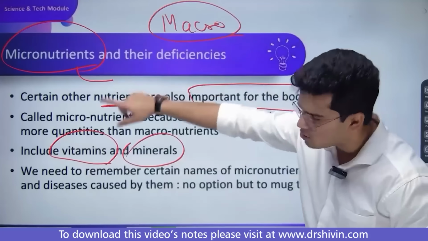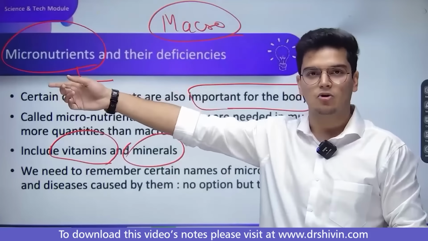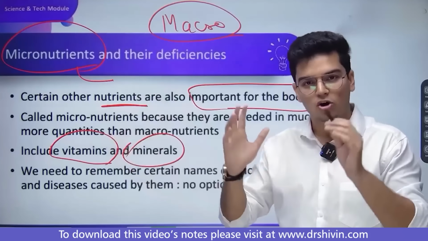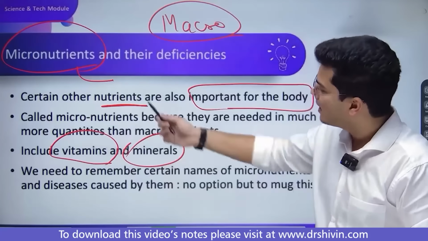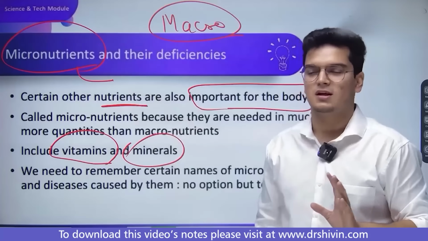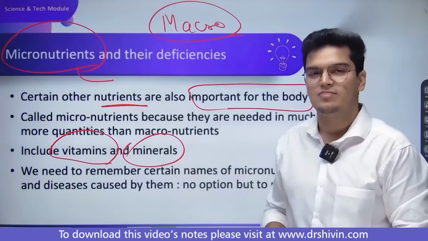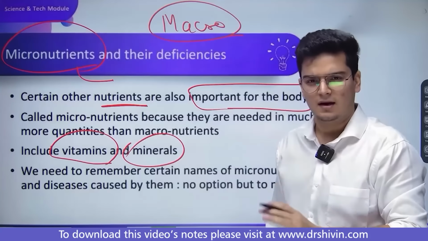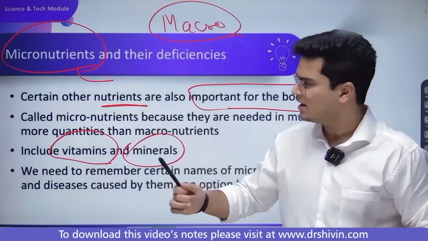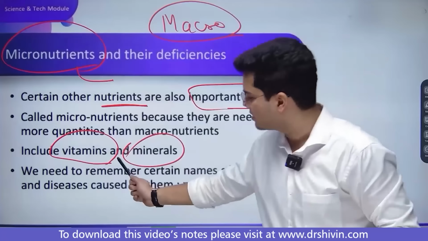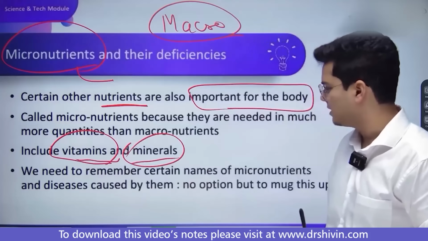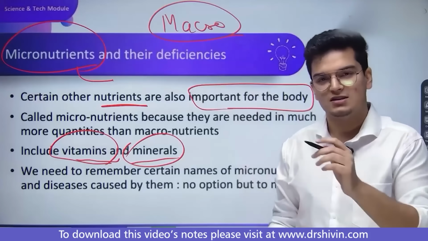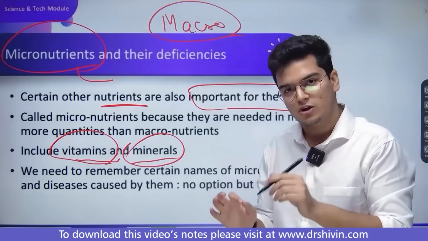Why are they called micronutrients and why are those called macronutrients? Macronutrients are required in large quantity. A lot of macronutrients are required. Micronutrients are required in much smaller quantity. You need much less vitamins and minerals than you need carbohydrates and fats, right? Macronutrients large quantity, micronutrients less quantity. Vitamins and minerals come under micronutrients. Okay? Look, micronutrients are required in less quantity does not mean they are less important. They are also equally important.